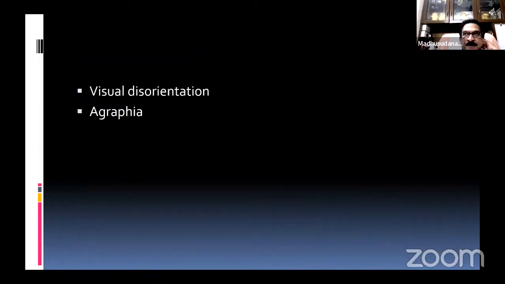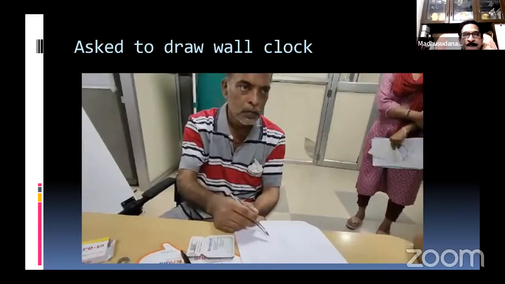So what are the things here? Visual disorientation, in the sense that he does not know where the pen is. The hand is going in a different direction. He cannot exactly locate the pen in space. That is a visual disorientation. Second, probably there is agraphia also, though we are not 100% certain.